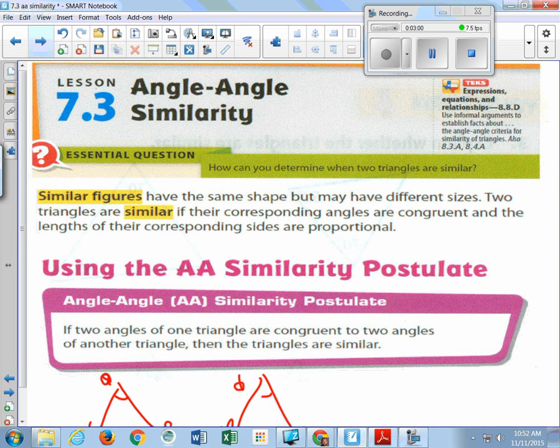So there's the first page of your notes. Angle similarity. It says similar figures have the same shape but have different sizes. Two triangles are similar if their corresponding angles, that means the same angle on the other triangle, are congruent. Congruent is just equal. And the lengths of their corresponding sides are proportional. So the angles have to be the same and the side lengths must be proportional. We're going to use the angle similarity postulate: if two angles of one triangle are congruent to two angles of another triangle, then the triangles are similar.